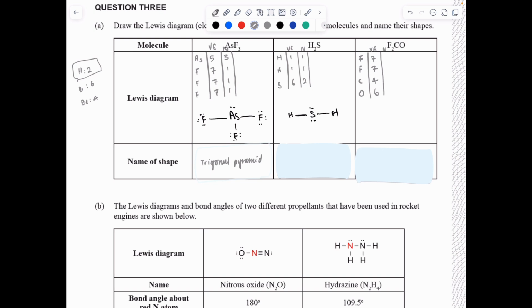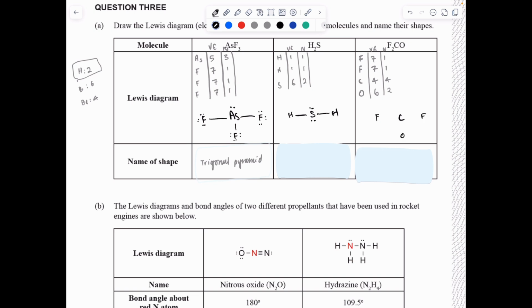How many more electrons do each of these atoms need for a full outer shell? Fluorine needs 1 more to have a full outer shell of 8. Carbon needs 4 more to have a full outer shell of 8. And oxygen needs 2 more. Which one is the neediest atom? It is carbon because it needs 4 electrons. Let's place everything else around it.